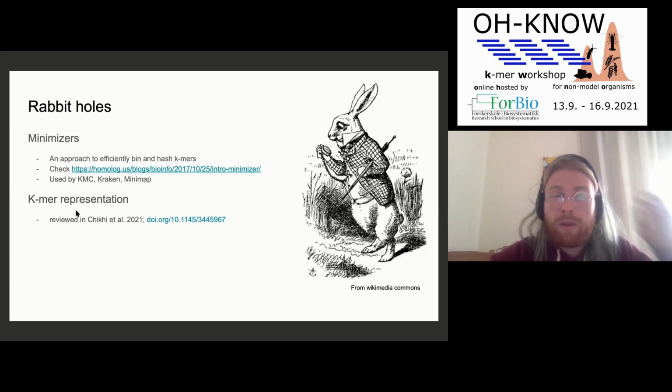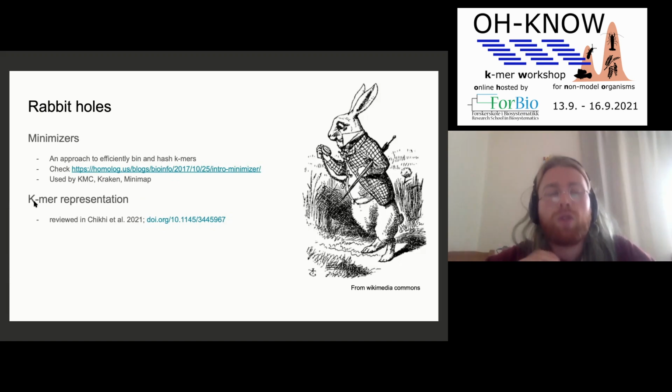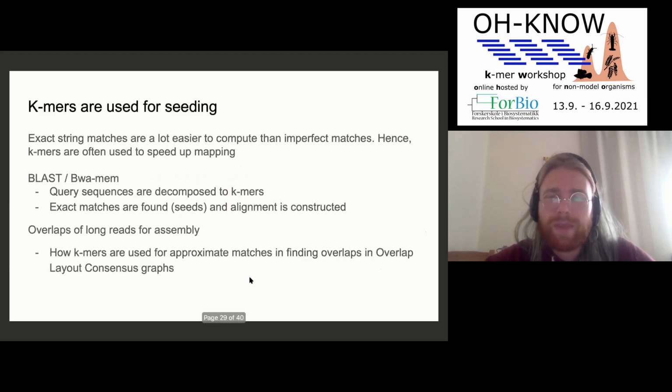Even the ways to store Kmers, like how to build a database of Kmers, is a subject of huge research, and it was reviewed not that long ago by Ryan Shiki et al. So I also recommend seeing that. But it's a huge field, just simply how to store Kmers, not even what to use them for.